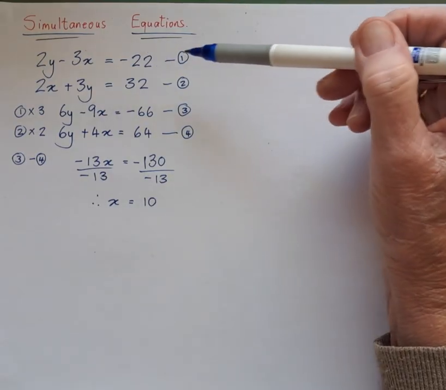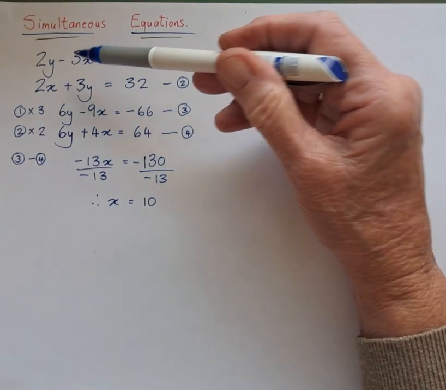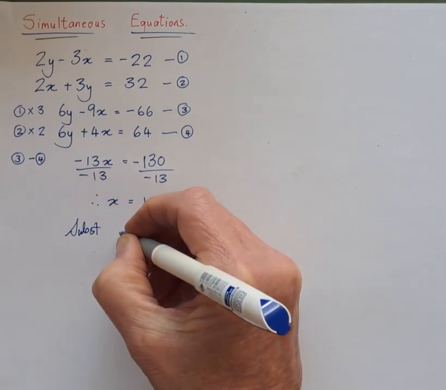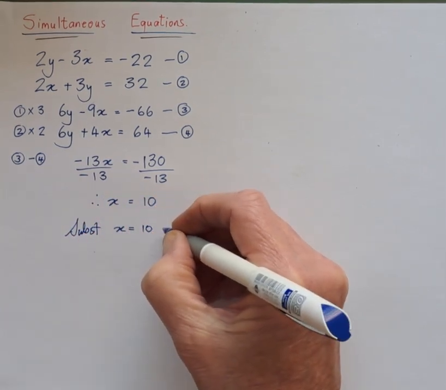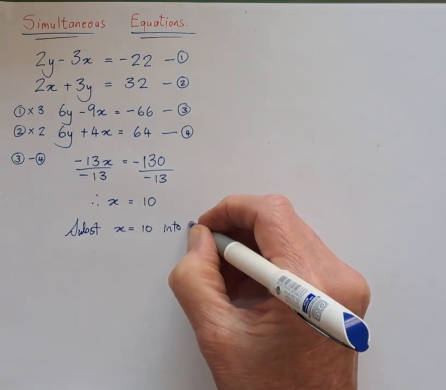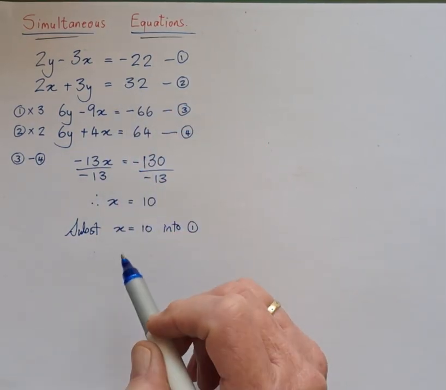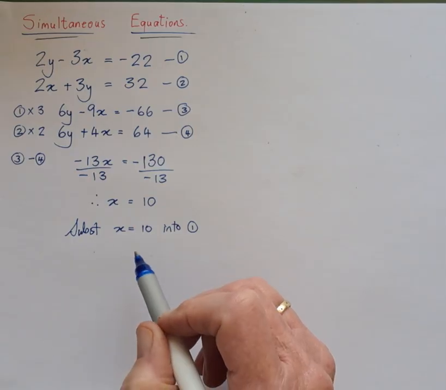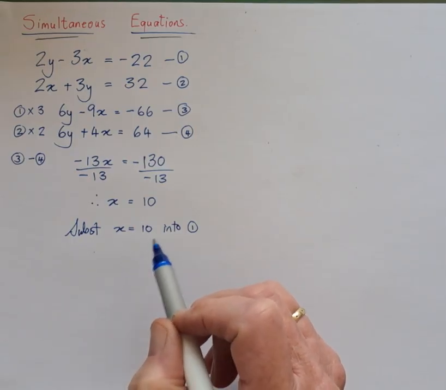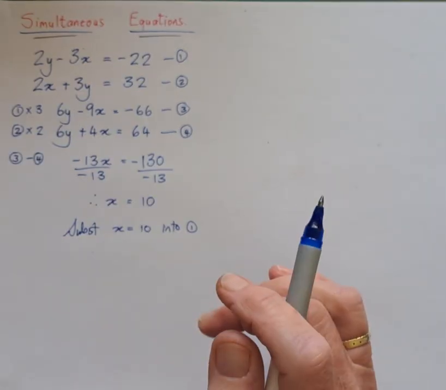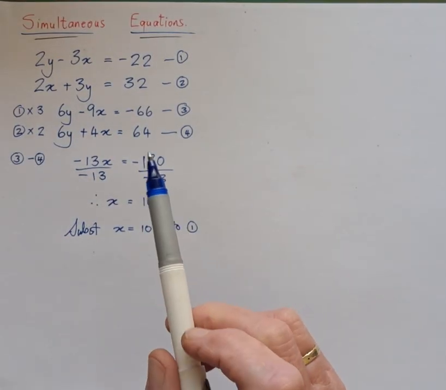I would look for the one where it's going to be the simplest. I'd probably go for number 1. So I'm going to say substitute x equals 10 into equation 1. When we set it out like this, it just makes it so much easier for the person who's checking the work or marking the work. And if it's in an exam and you set it out like this and they can see what's going on, you are guaranteed of the marks.